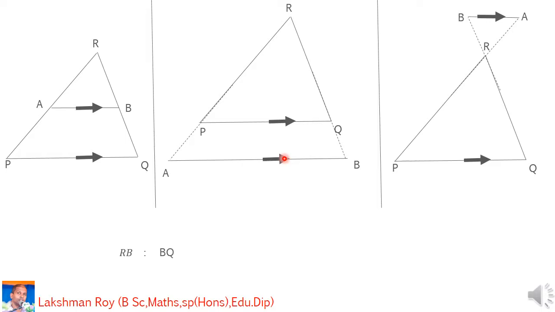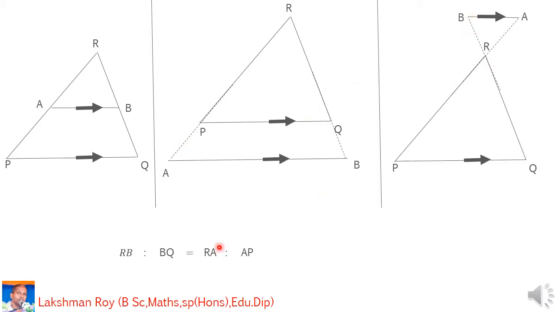Now you can write the ratio between lengths. Let's see RB to BQ. Here, students, if you go to this figure, RB is the small part to BQ. Then this length RA is to AP. So this is true for this triangle also. Why? RB whole length is to BQ, this small part. In this one, whole length RA, small length AP.